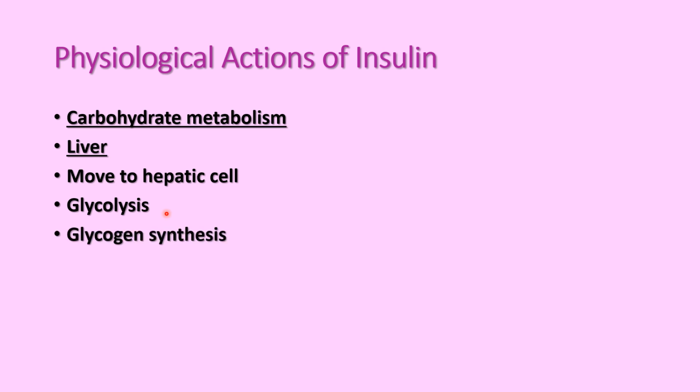Insulin also promotes glycogen synthesis from glucose by the enzyme glycogen synthase. Insulin inhibits glycogenolysis, the conversion of glycogen to glucose, by inhibiting the enzymes glycogen phosphorylase and glucose 6 phosphatase. It also inhibits gluconeogenesis by inhibiting the enzymes pyruvate carboxylase and phosphoenolpyruvate carboxykinase.